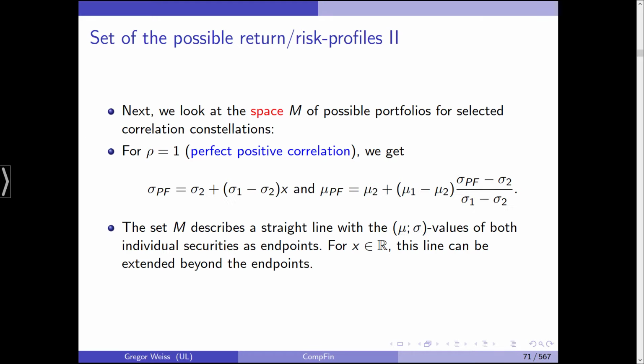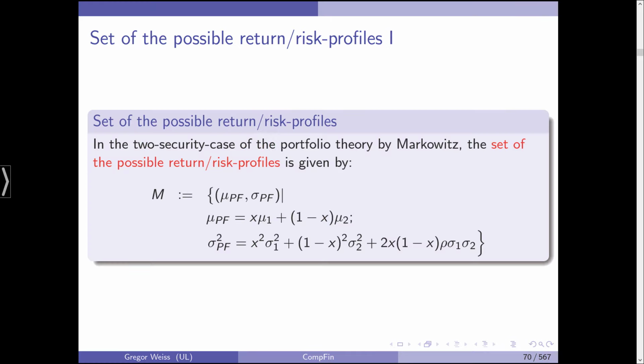Test 1, 2, 3, 4, 5, 6, 7, 8, 9, 10. La la la la la la la.